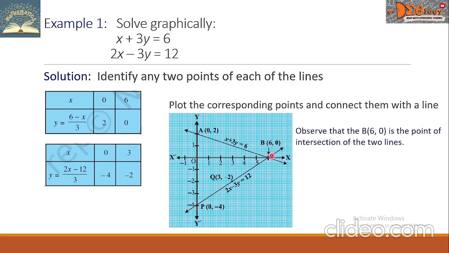Observe that the point B with coordinates (6, 0) is the point of intersection of the two lines. So the solution is x equals 6 and y equals 0. Also, the given pair of equations is consistent.